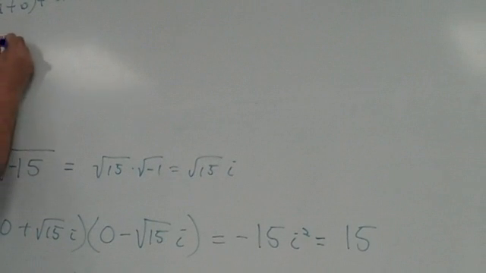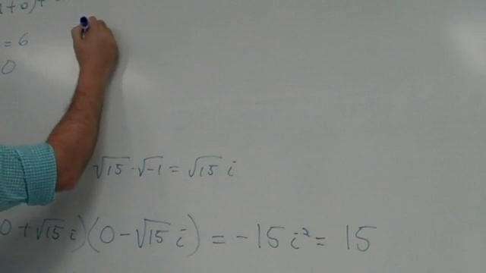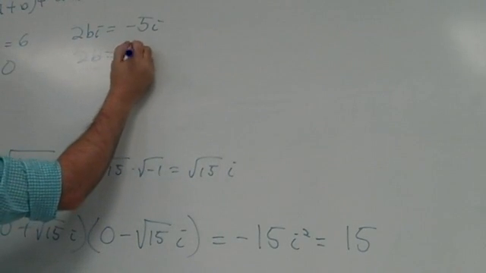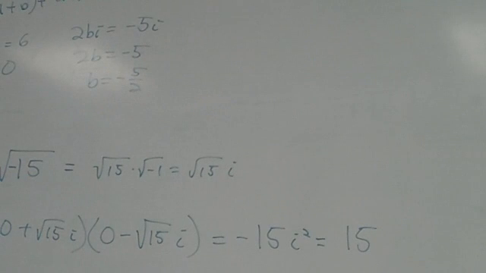So a plus 6 equals 6. So I'm getting a equals 0. I'm setting my real components equal to one another. And 2bi equals negative 5i. So 2b equals negative 5. So b equals negative 5 halves. Could you write negative 2.5 on it? Absolutely you could.